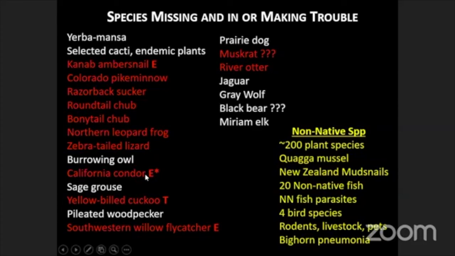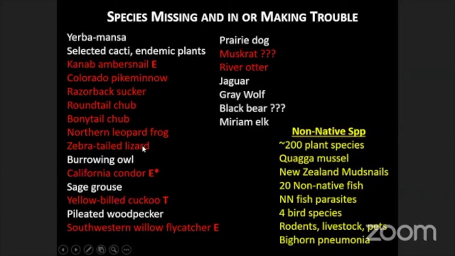Although California condor have been brought back into the system, and they're doing quite well. 80 or so birds are now flying in Grand Canyon for the first time in almost 100 years. Missing fish. Razorback sucker, as I said, is a species that is undergoing some recovery in the lower river, so that's great. But we've lost roundtail and bonytail chub, northern leopard frog, zebra-tailed lizard.